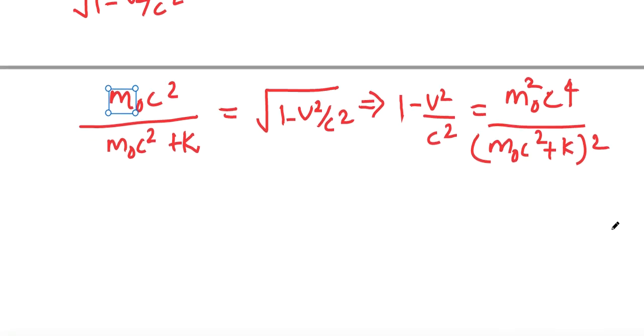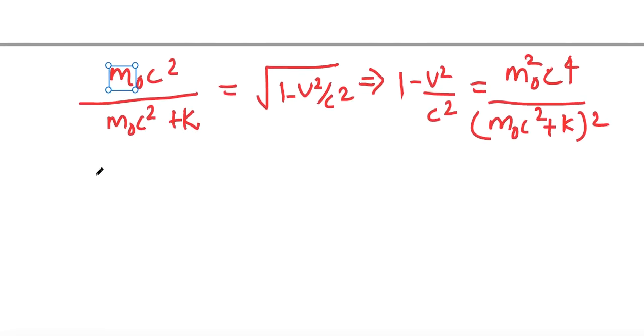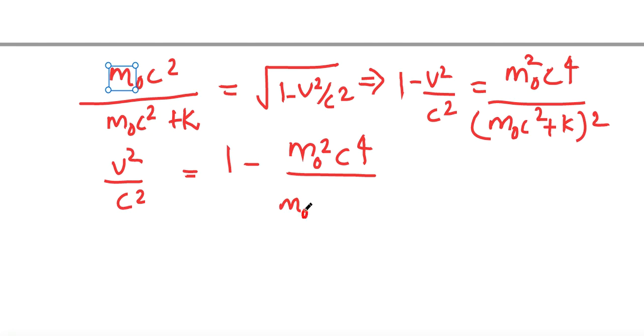Now we are given this expression. From this we can write v square by c square equal to 1 minus m0 square c raised to 4 divided by (m0 c square plus K) the whole square. I haven't done anything, I just took this term from the left side to the right side, and the v square by c square term goes to the left side. That's it. Now we can simplify this expression.